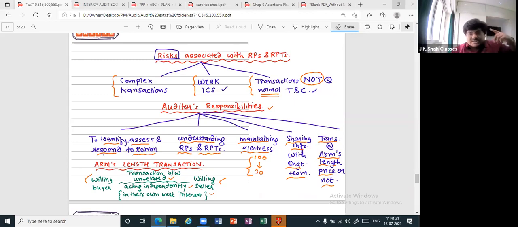Whereas the last one is different. In the last one, there are family members who are owners. Not the same person is the owner. Now I am the owner, say my brother is the owner. Then I and my brother are related. So ultimately the companies owned by us also become related.